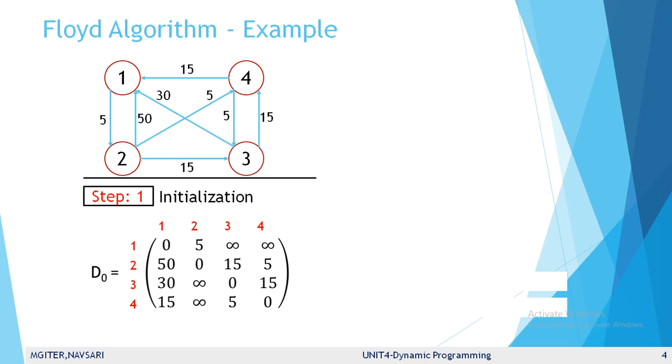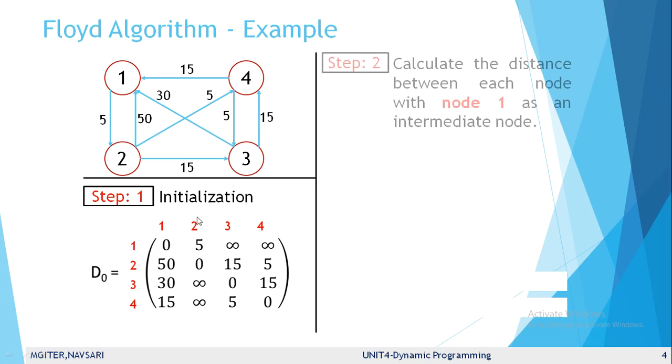So here 4 vertices are given: 1, 2, 3 and 4. So we produce n cross n matrices. In step 1 we produce the original matrix, meaning there is no intermediate vertex, and the direct matrix is produced. So here we make the diagonal 0, meaning there is no self loop. 1 to 1 no self loop, 2 to 2 no self loop, 3 to 3 no self loop. So we make the diagonal 0.